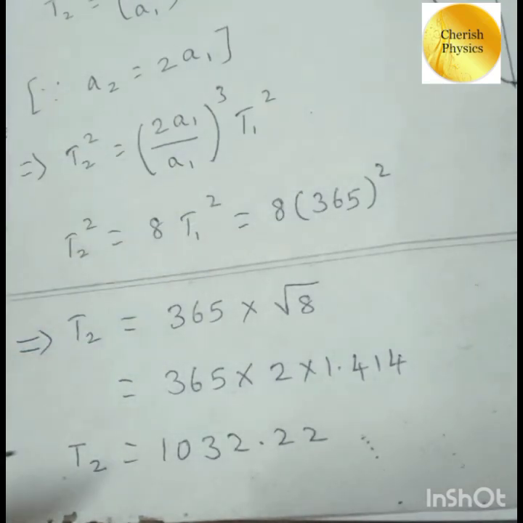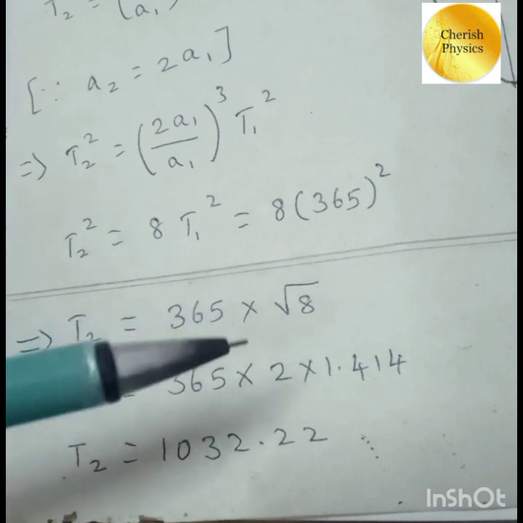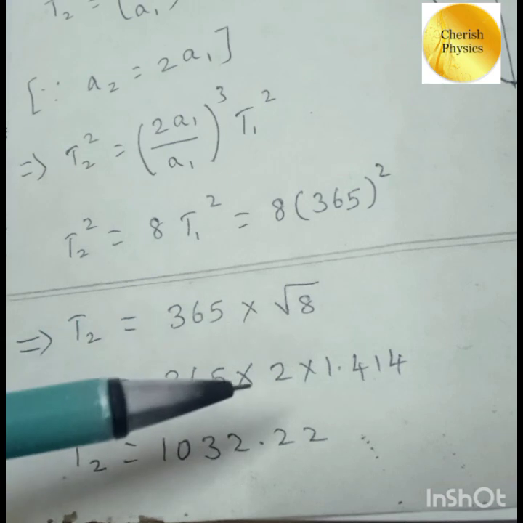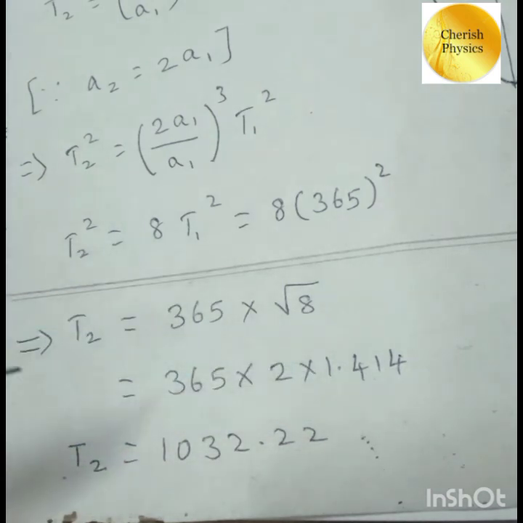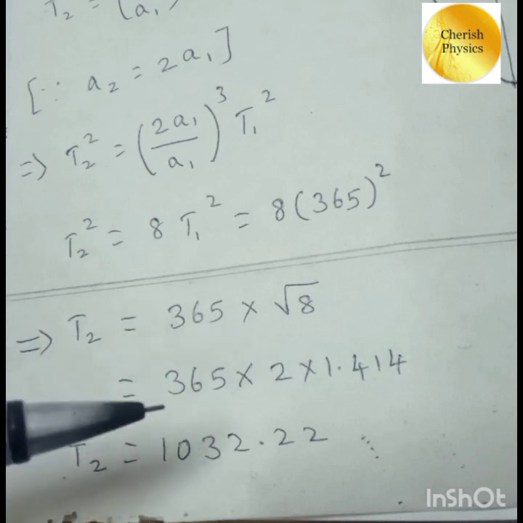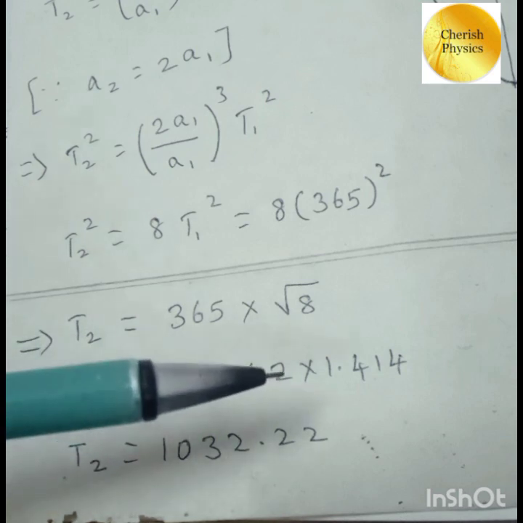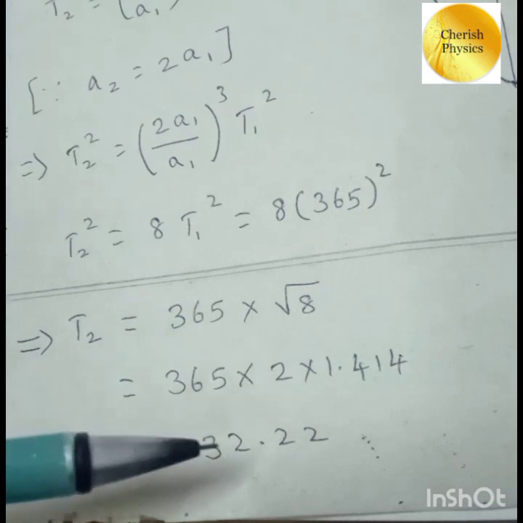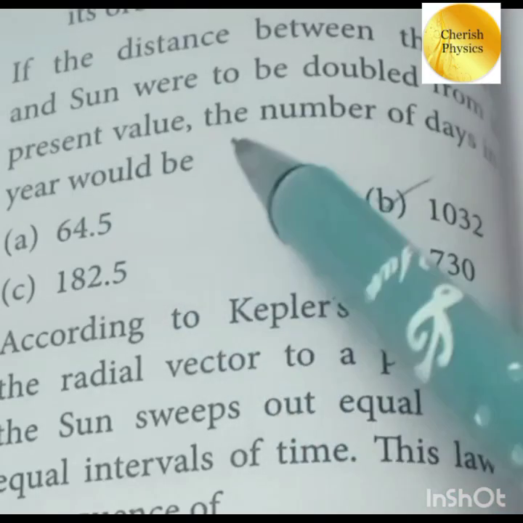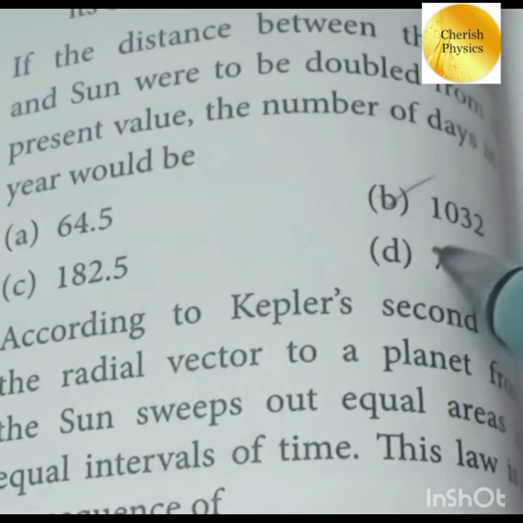So T2 equal to, we have to take the square root. 365 into root of 8. Root of 8, its value is 2 into root 2. Root 2 is 1.414. So T2 equal to 365 into 2 into 1.414, which is equal to 1032.22. So the number of days in the year is 1032.